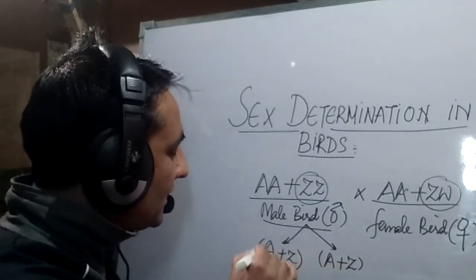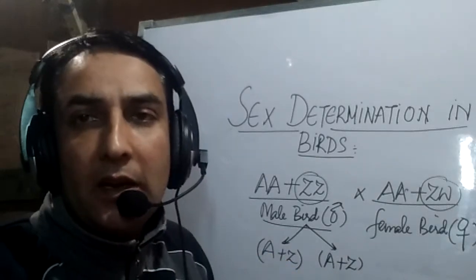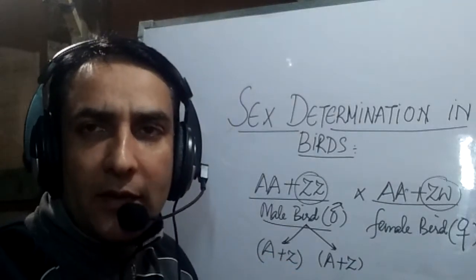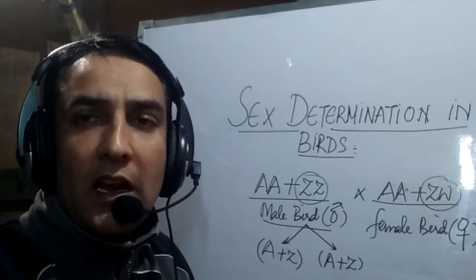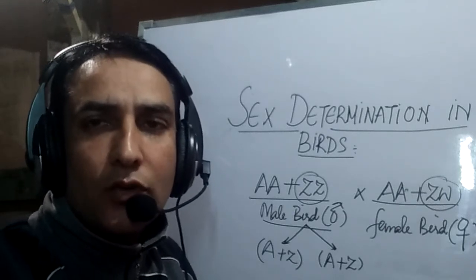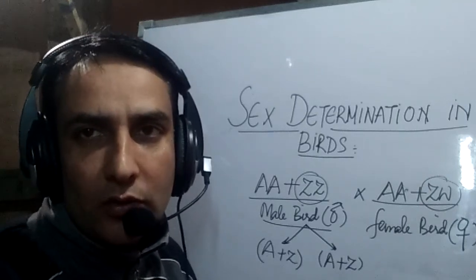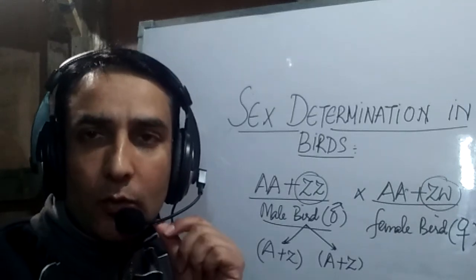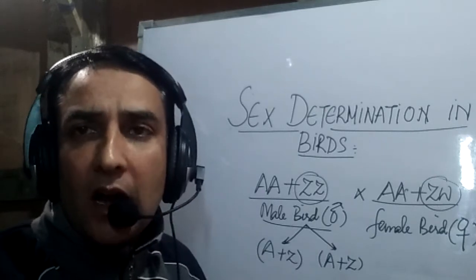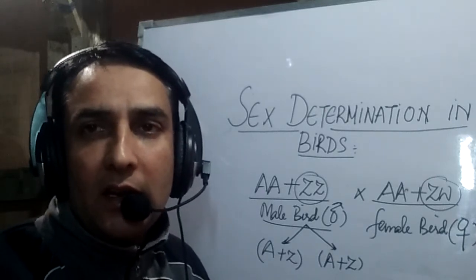So the males show monogamety because they produce the same type of gametes with the same chromosomal formula. Every sperm contains autosomes and only one sex chromosome, that is the Z sex chromosome. So the males are monogametic in case of birds.